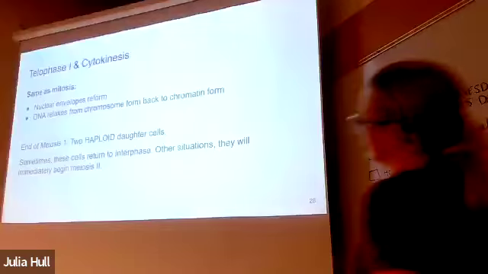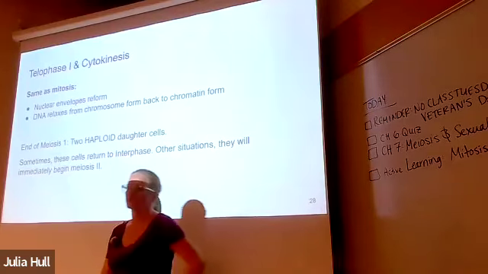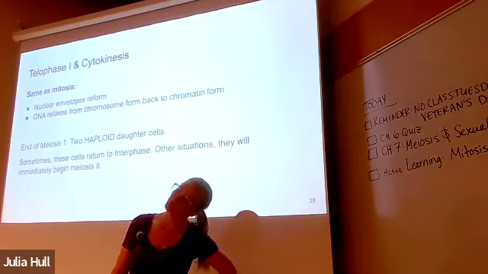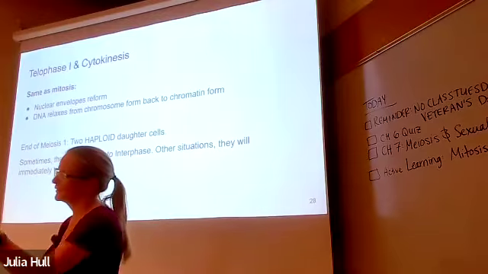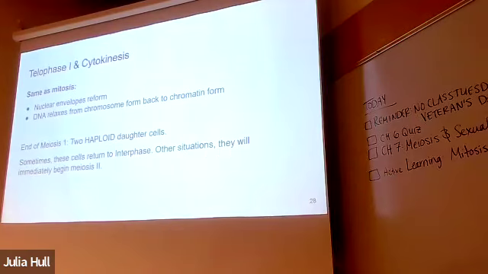For us human ovary havers, these daughter cells are going to go back into interphase and just wait until puberty happens. Testes havers, you're making gametes all the time. You don't stop for interphase, you just go straight into meiosis 2.